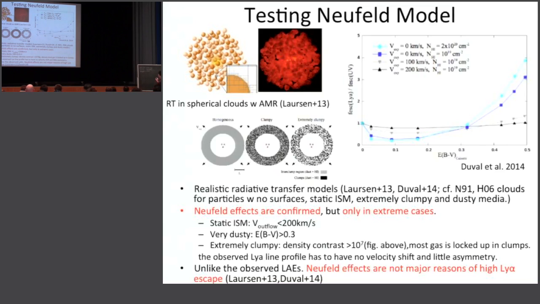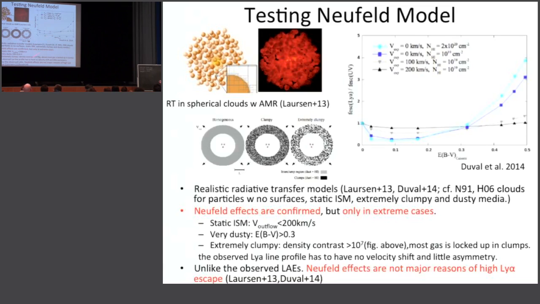However, they also claim that the Neufeld effect doesn't take place in the realistic interstellar medium of Lyman-alpha emitters, because as you can see, this is the fraction as a function of the color excess. This is the B minus V of 0.3. As I said, for the Lyman-alpha emitters, the color excess is near 0.1 or less. So most of the Lyman-alpha emitters reside in this regime, and in other words, a lower Lyman-alpha escape fraction is expected in the model.